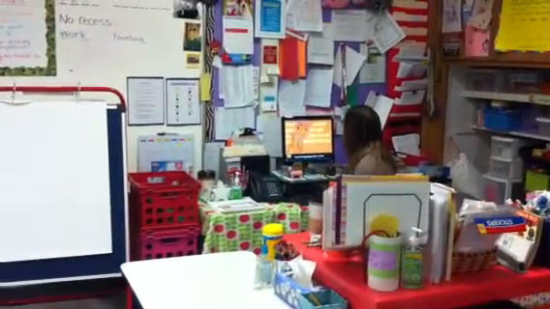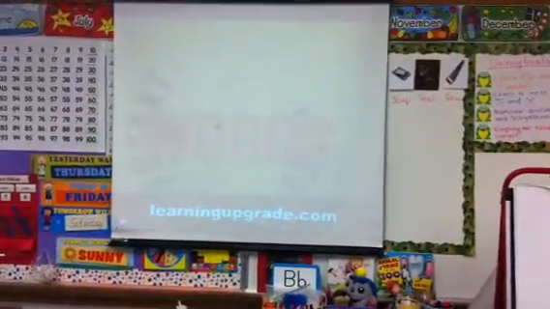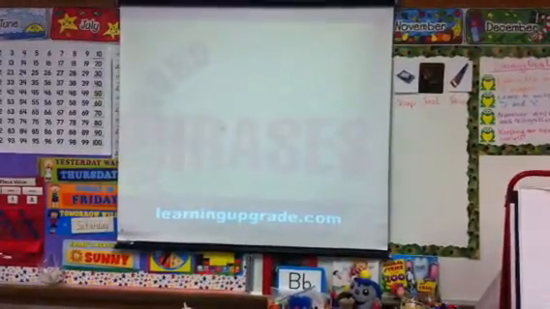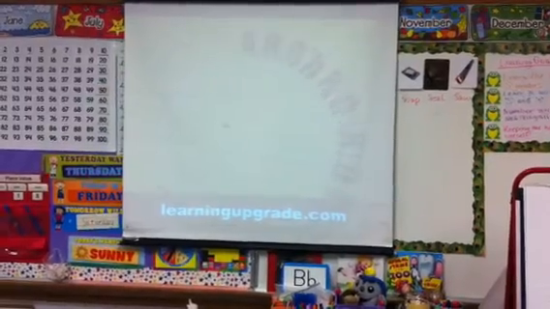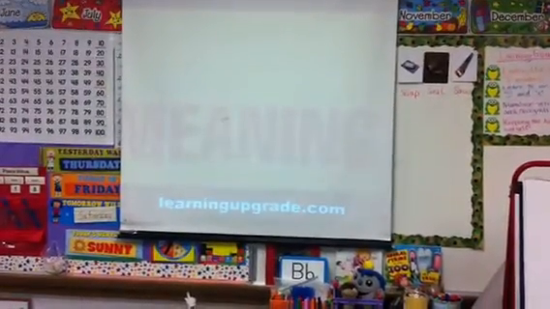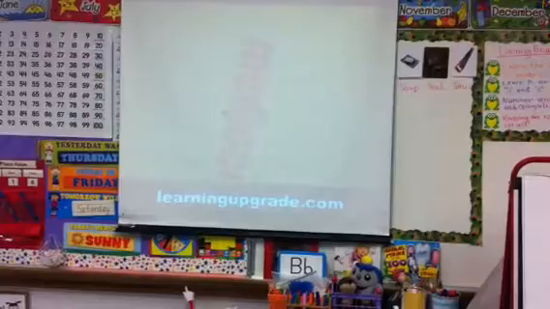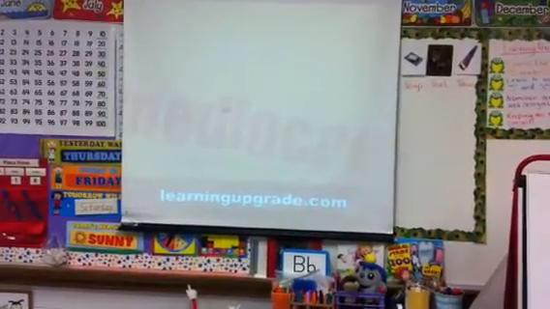Context clues. Context clues are words or phrases around a new word to help you find the meaning. Let's take the word mediocre and put it in a sentence.